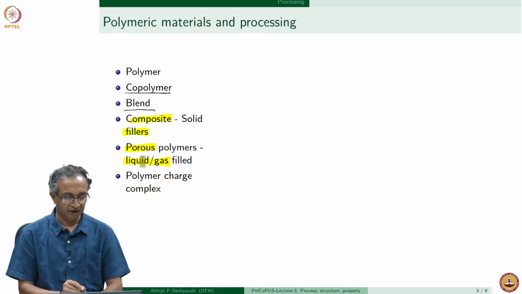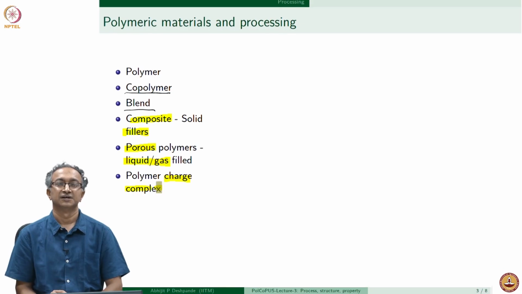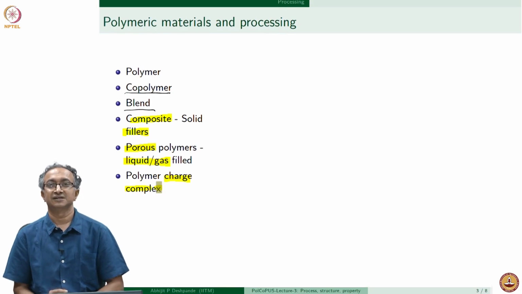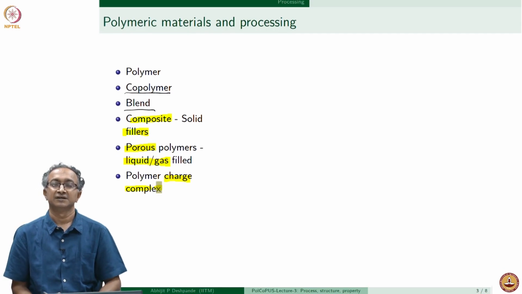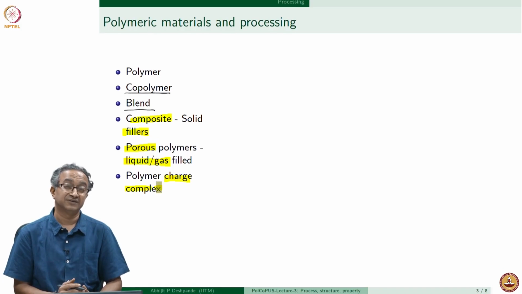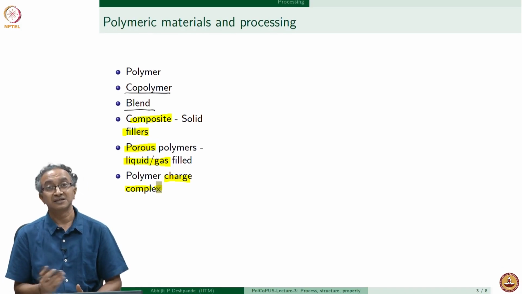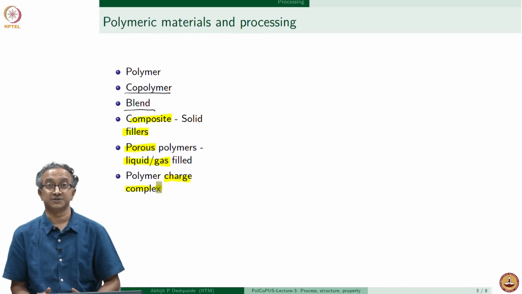And then we could also have a polymer along with some charges, in which case it's a complex of polymer and charge. So when we say polymeric materials, there is a variety of materials, diversity of materials that are out there that have to be considered. And sometimes polymer by itself is there, but quite often it is mixed with other polymers or other sets of substances.